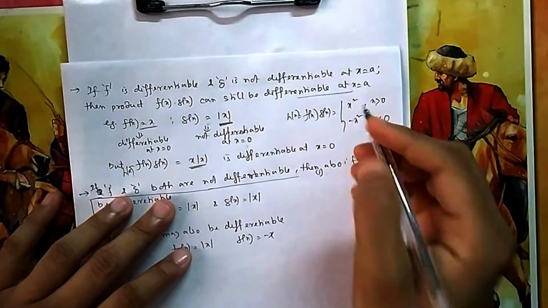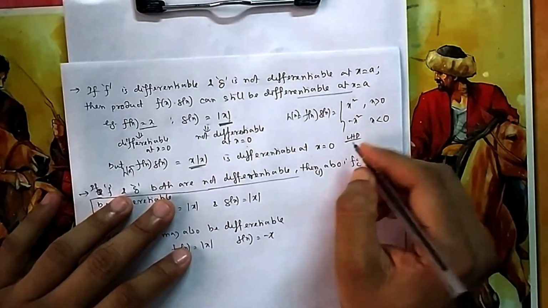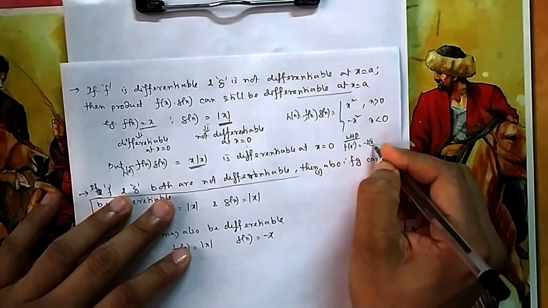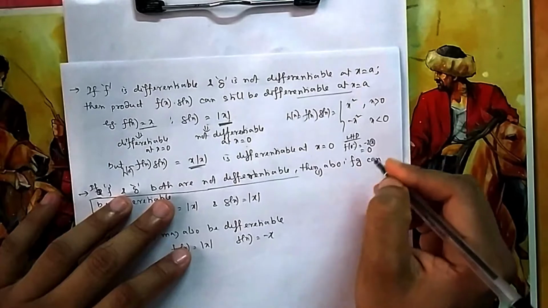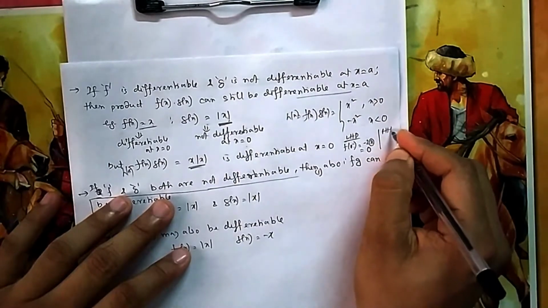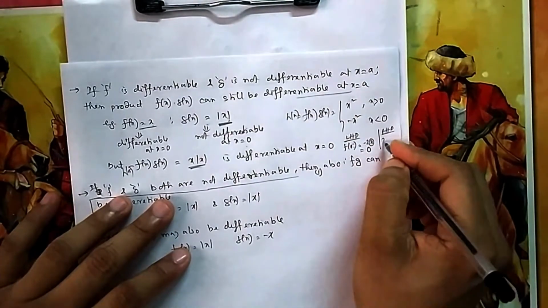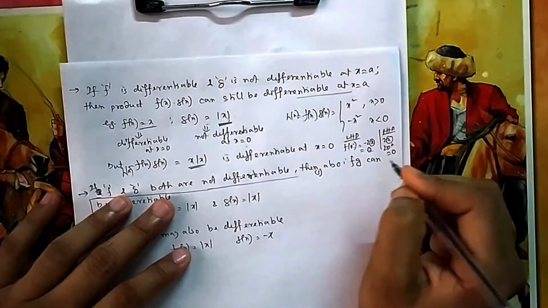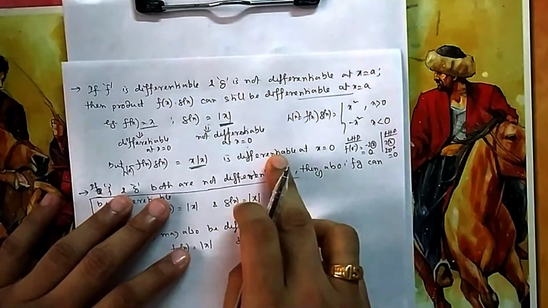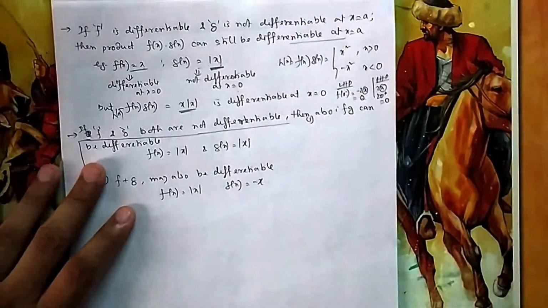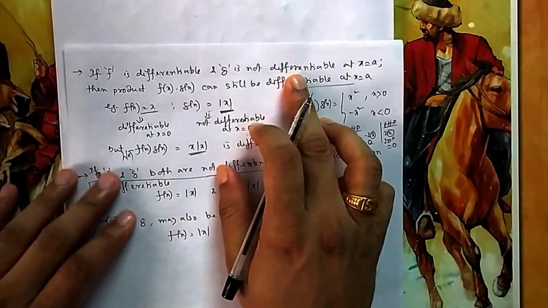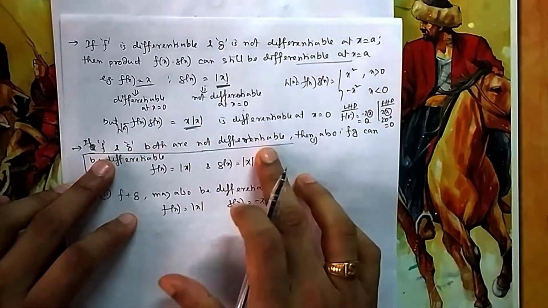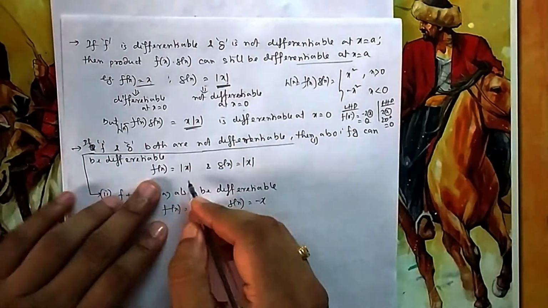Now you do LSD and RSD. LSD, the left hand derivative at 0 minus, will be minus 2x, in place of x you put 0, so it is 0. RSD at 0 is again 2x, in place of x you put 0 plus, so again 0. So you can see LSD and RSD are equal, so it is differentiable at x equal to 0. So you have to be careful. It is not that if one is not differentiable, the product will not be differentiable. Similarly, if f and g both are not differentiable, then also fg can be differentiable, like this.